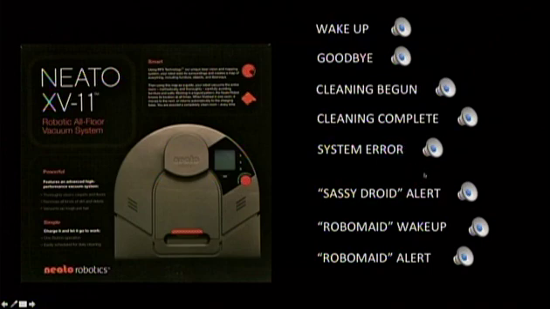A year later, I was contacted by Neato, and they brought me out to Mountain View to work on a new sound set. At the time it was cool to customize your sound sets for your robot, essentially like a ringtone. They wanted to have it for the XV11. They had these concepts that take the original sound set, and they couldn't call it R2D2, so they called it Sassy Droid.